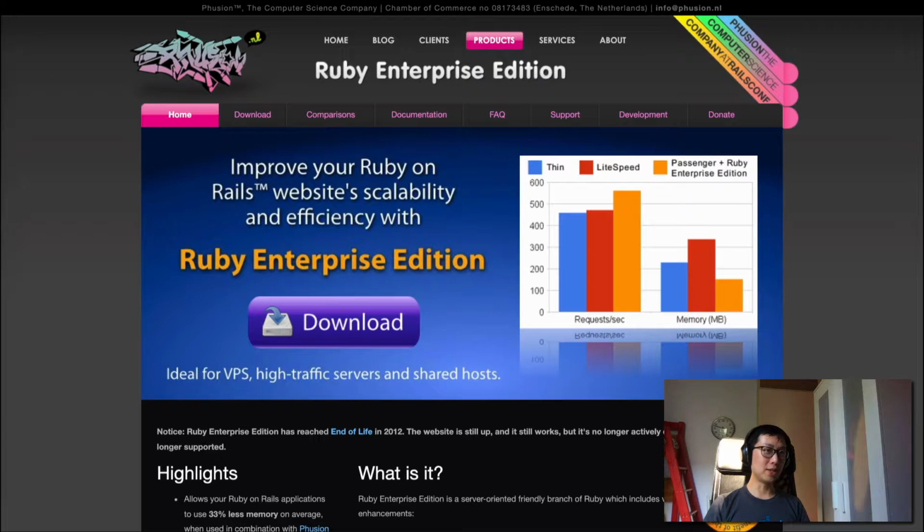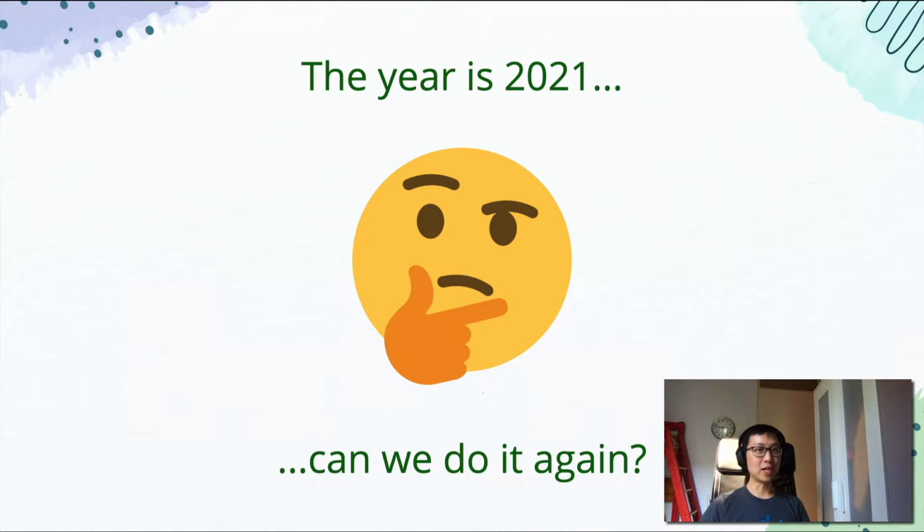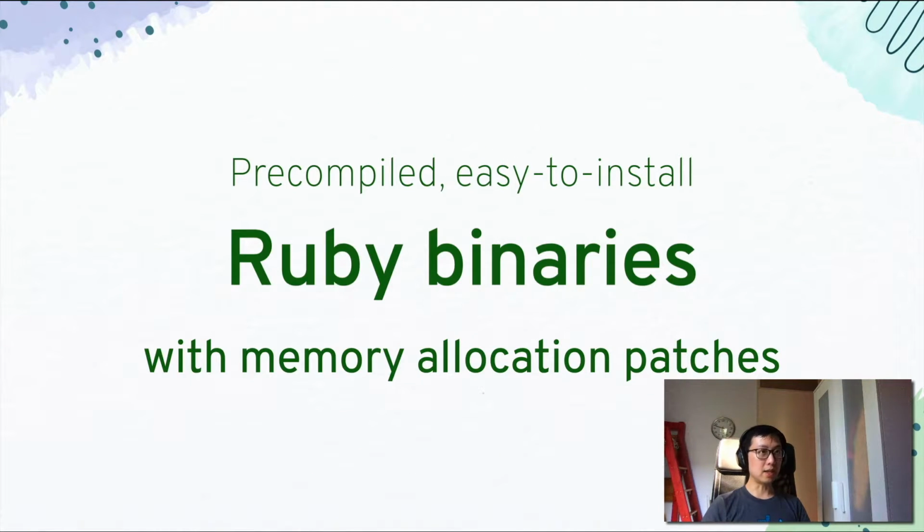Ruby Enterprise Edition was very successful and was used by many people for years, until finally Ruby merged in the feature themselves. So time travel back to 2021. Maybe we can pull off the same strategy again. This time, we could supply pre-compiled, easy to install Ruby binaries that have memory allocation patches included.